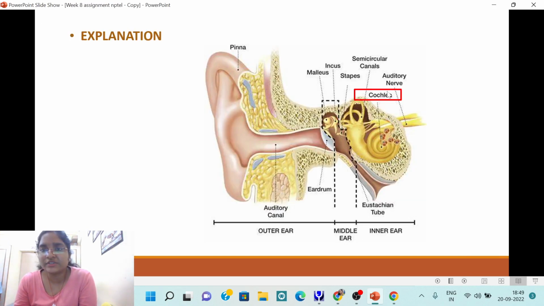Cochlea is a part of the inner ear, whereas malleus, incus and stapes are part of the middle ear. And the outer ear consists of the auditory canal, pinna and the eardrum. Middle ear consists of only these, whereas the inner ear has the cochlea, auditory nerve, semicircular canals as well as the eustachian tube. Okay, so the correct answer is inner ear, right?